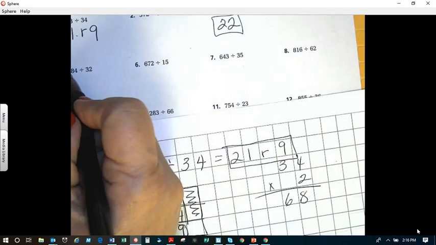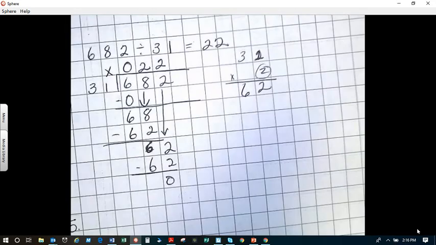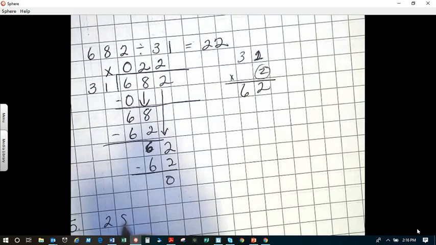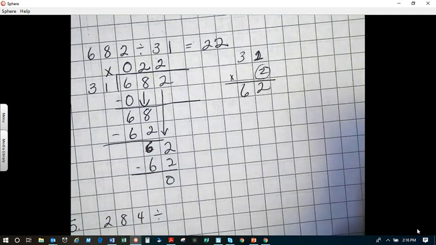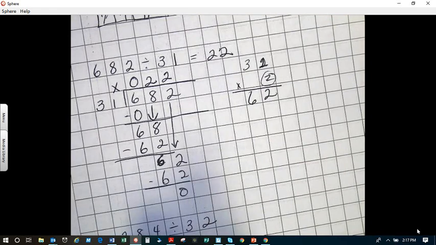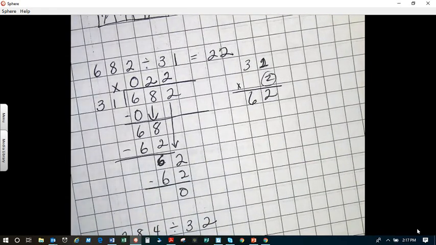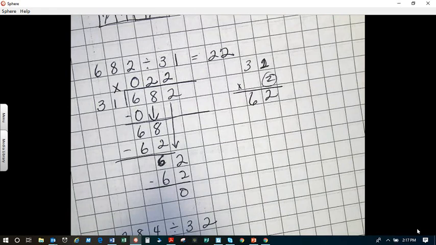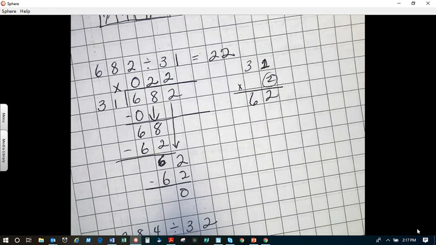I'm on 5, 284 divided by 32. I have 284 divided by, what did I say? 32. The 2 got stuck in my brain. And I have 32 divided by 284. 32 goes into 2 0 times. 0 times 32 equals 0. Subtract that out. It's 2. Bringing down my 8. Okay, 32.